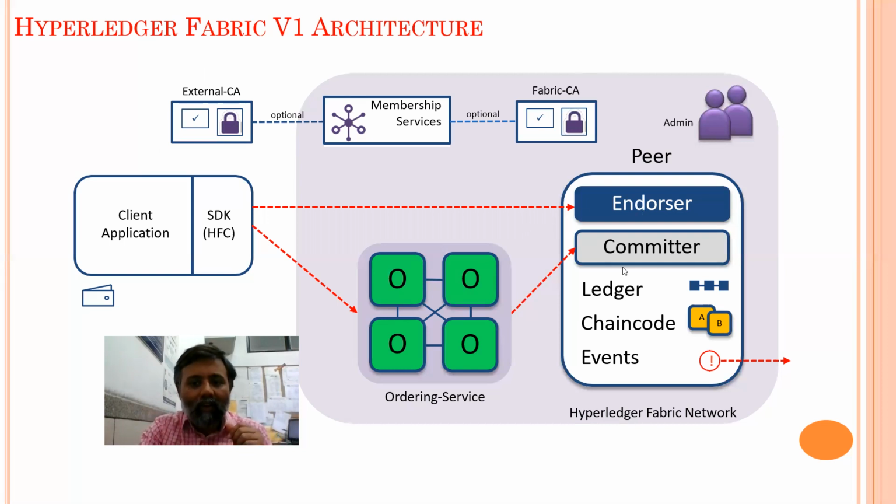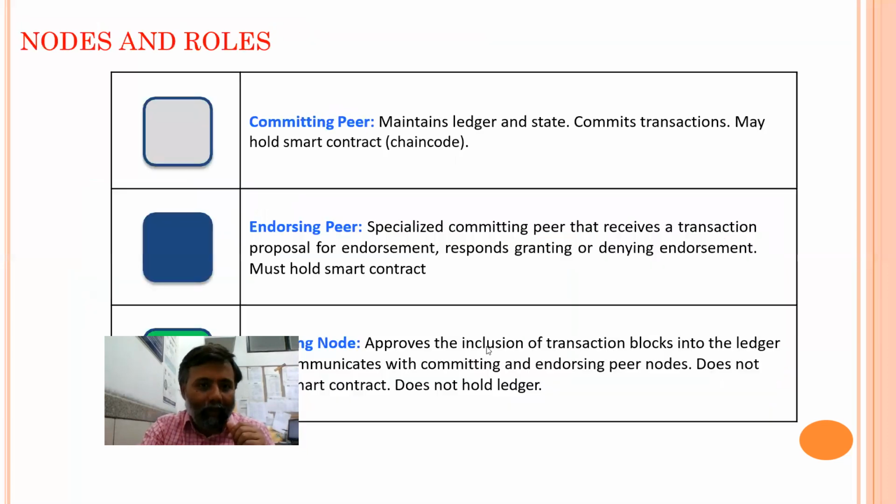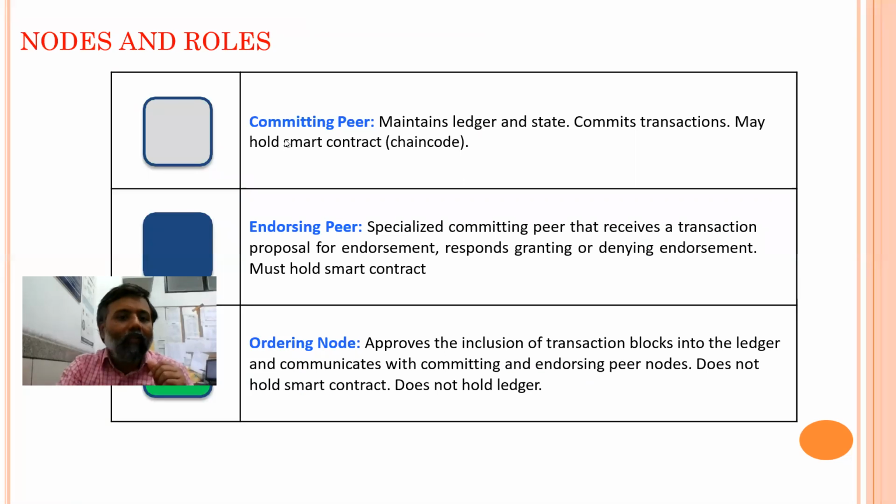So there are the endorser, committer, and the ordering service. This is the basic architecture of Hyperledger Fabric, so let's understand all this. First is the committing peer. Any committing peer will maintain a ledger and the state as well. This committing peer actually commits the transaction, and the committer may or may not have a smart contract. A smart contract, as I said, is a chain code.